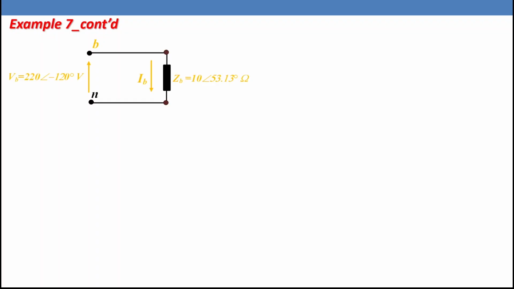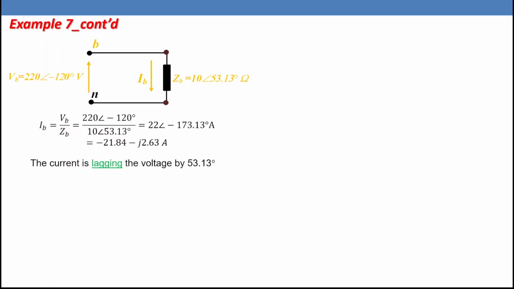For phases B and C, we are going to do the same. The phase B voltage is 220 angle minus 120, and the impedance for phase B is 6 plus J8, which is 10 angle 53.13. So the current is VB over ZB equals 22 angle minus 173.13 ampere. So the current is lagging the voltage by 53.13 degrees. So this angle is between this current and this voltage.